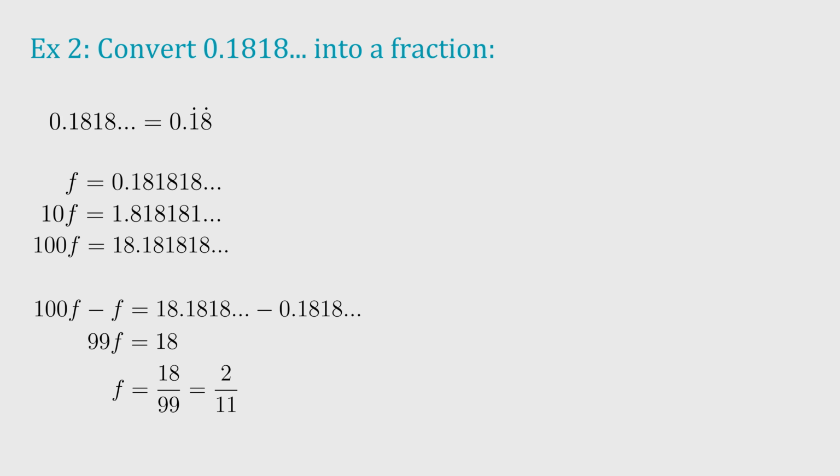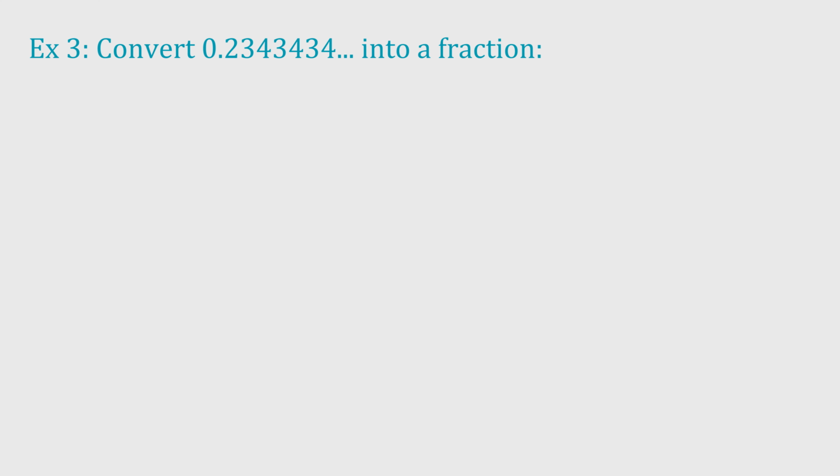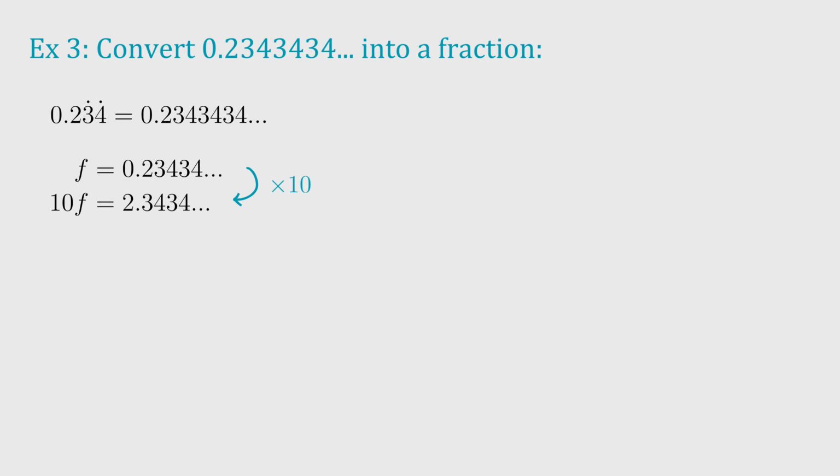The last example is the most difficult, but with some critical thinking you can get it right. Write 0.234 repeating 34 into fraction form. Always start off by assigning the recurring decimal to your variable. And now you want to get two equations where they have the same decimals. Multiply your f equation by 10.